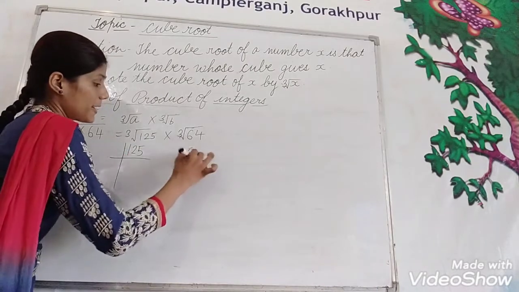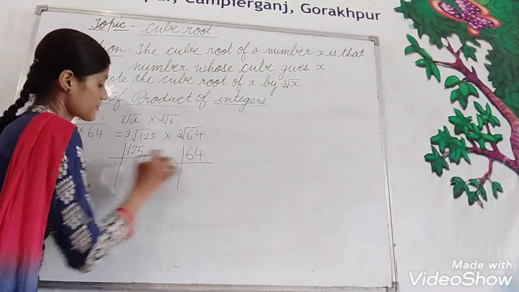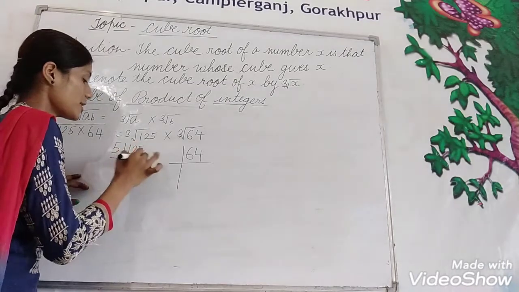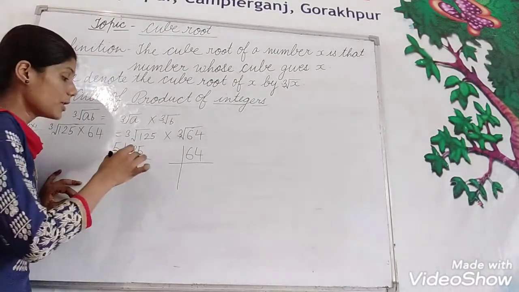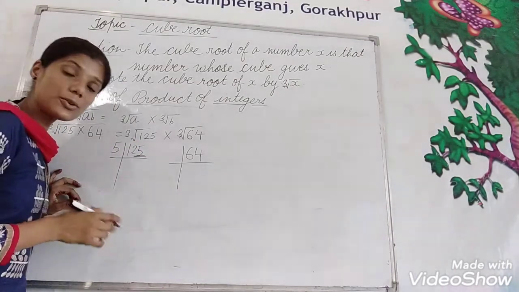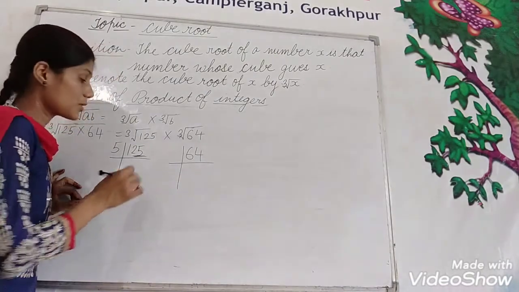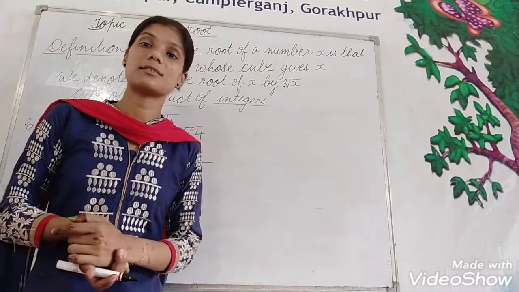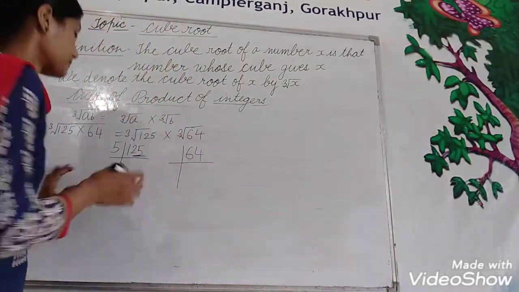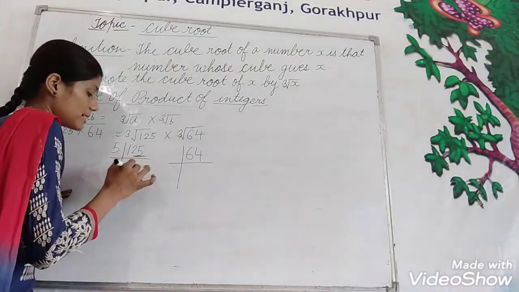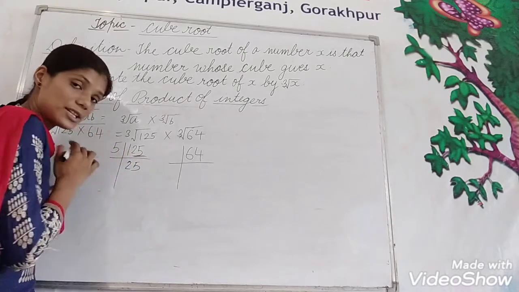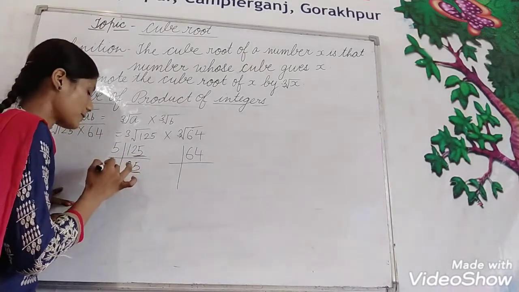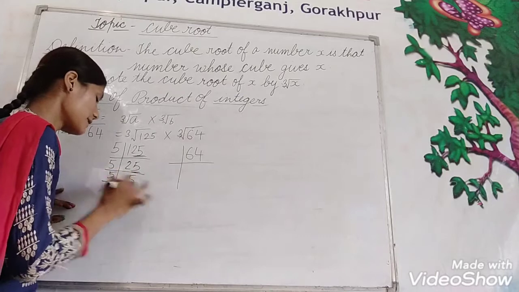125 by prime factorization method. 5. Here, when your ones place number is 0 or 5, this number is definitely divisible by 5. 5 2s are 10 and 5 5s are 25. Here 25, so 5 5s are 25.